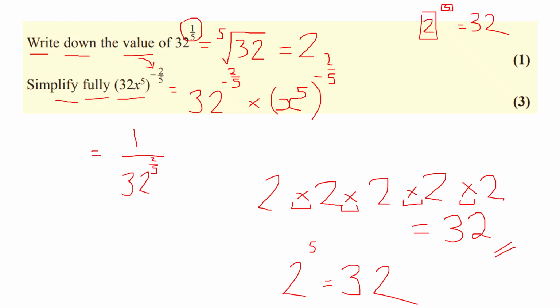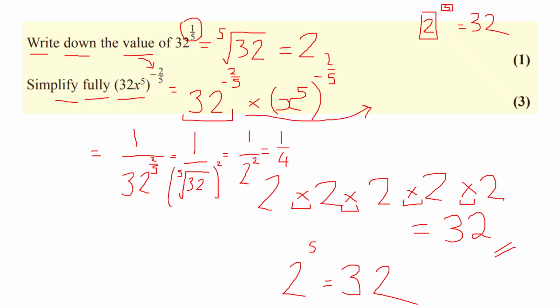Now, power of 2/5, what does that actually mean? Well, it means I'm doing the fifth root of 32 and then I'm squaring it. The fifth root of 32 is going to be 2. So we have 1 over 2 squared, and 2 squared is 4. So we have 1 over 4, or 1/4. So this part now gives us an answer of 1/4.